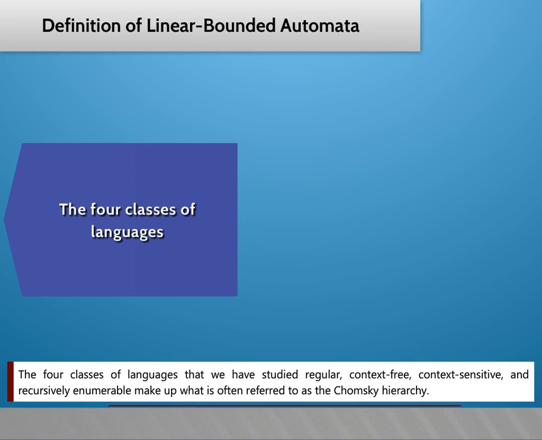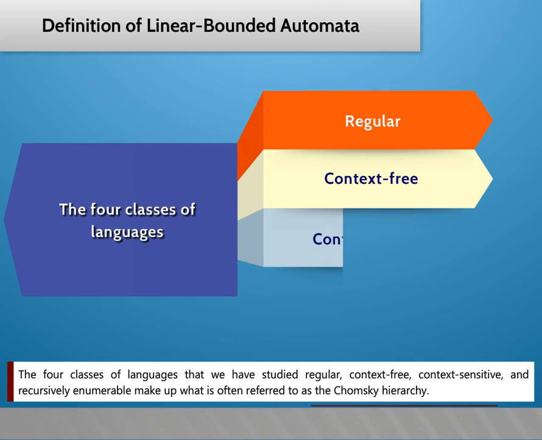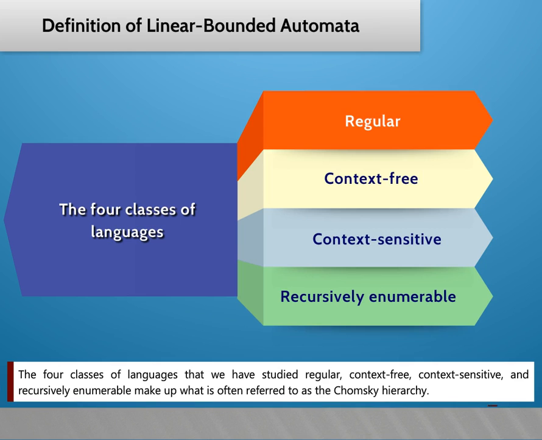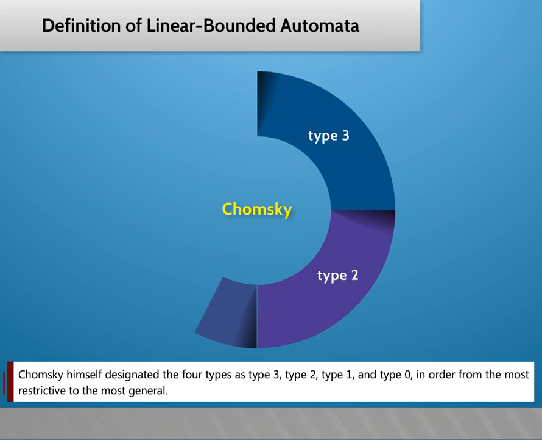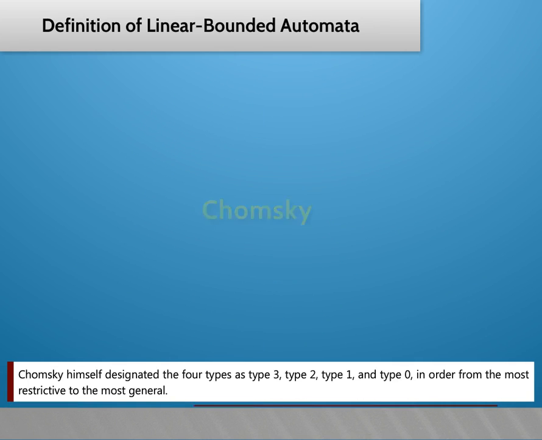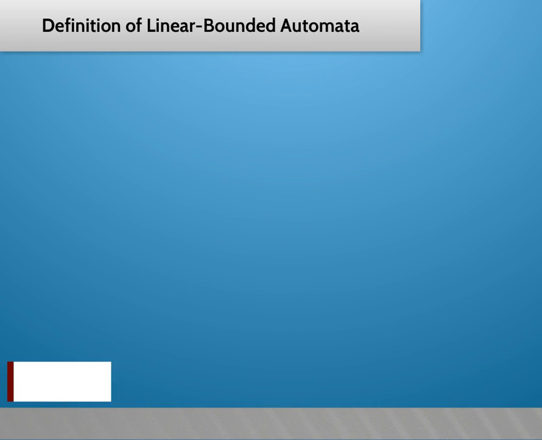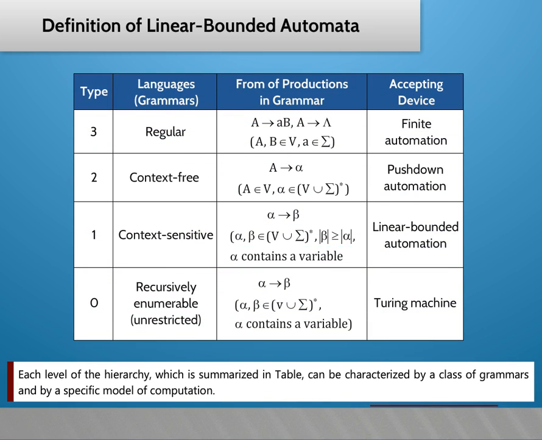The four classes of languages that we have studied, regular, context-free, context-sensitive, and recursively enumerable, make up what is often referred to as the Chomsky hierarchy. Chomsky himself designated the four types as Type 3, Type 2, Type 1, and Type 0 in order from the most restrictive to the most general. Each level of the hierarchy, which is summarized in tables, can be characterized by a class of grammars and by a specific model of computation.